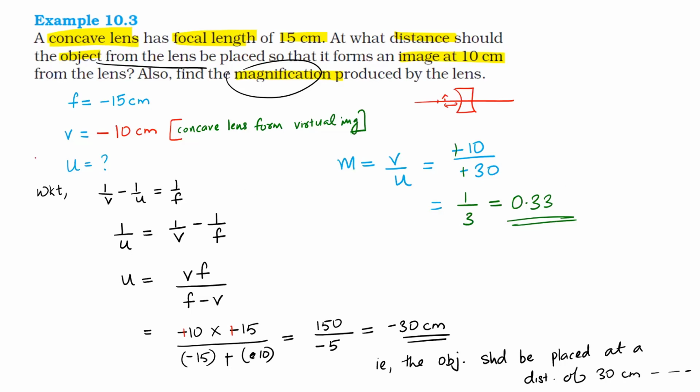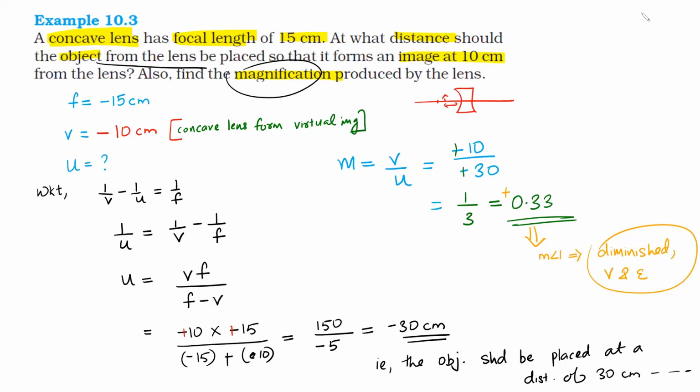Now 0.33, what is the meaning? If it is 0.33, you can tell about the image. What all things we can tell? Magnification is less than 1. Therefore, it will be what image? Diminished. And here magnification is positive. Therefore, what image? Virtual and erect. So these are the characteristics. So from the value of magnification, since it is less than 1, it is diminished. Since it is positive, the image will be virtual and erect. Completed the question. Any doubts?